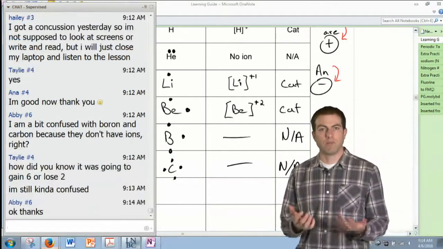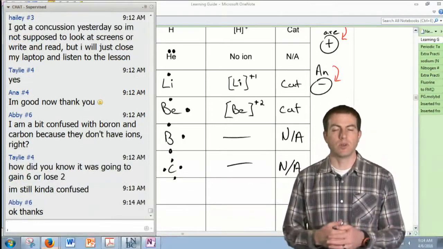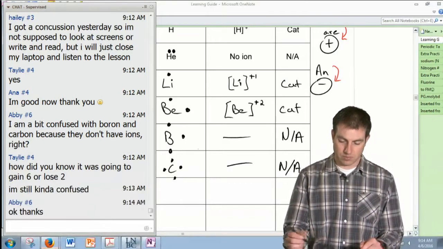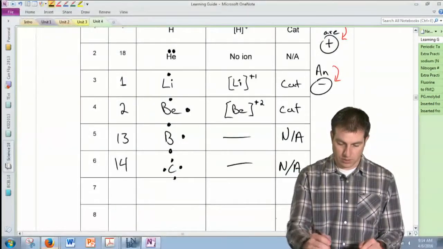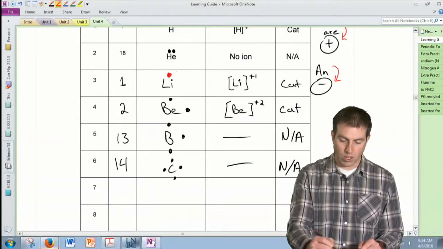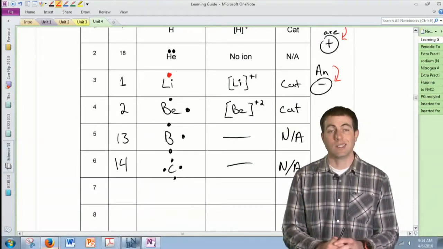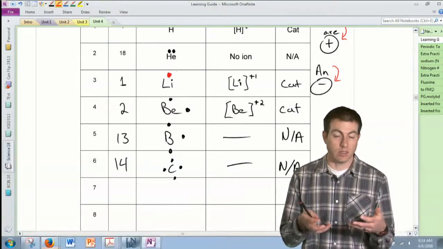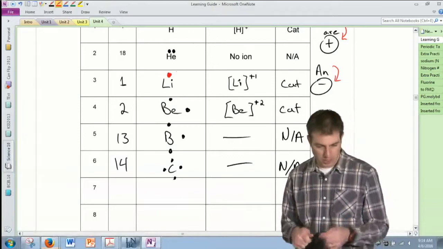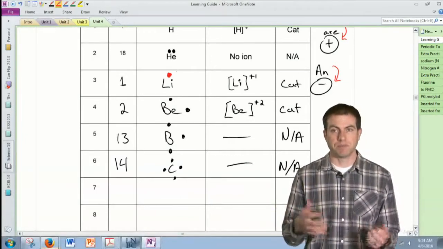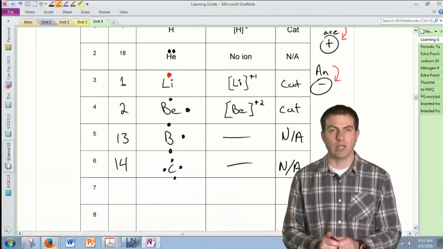Whatever is lower, Taylor, so whatever is smaller. So when we look at all of these that we've done so far, like lithium had 1 electron in its outer shell. It's going to be easier to lose 1 than it is to gain 7. So 1 is smaller than 7. Kind of like rounding, yeah, that's a good way to look at it.